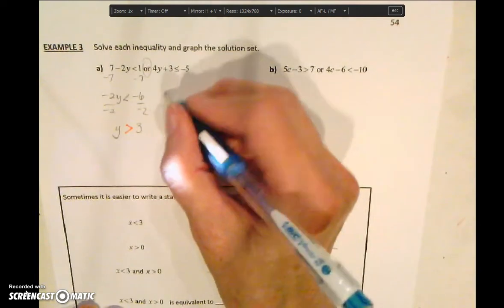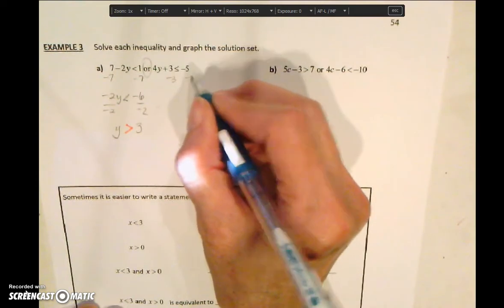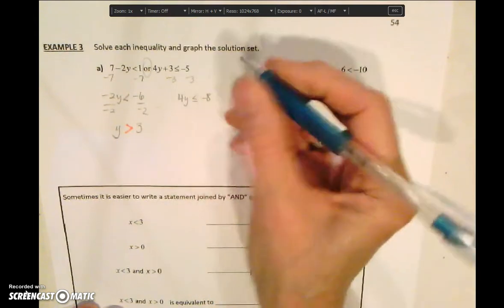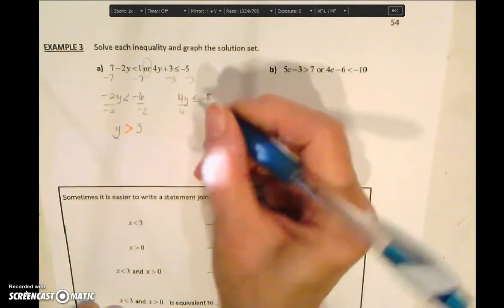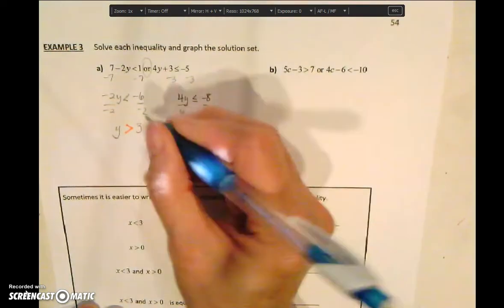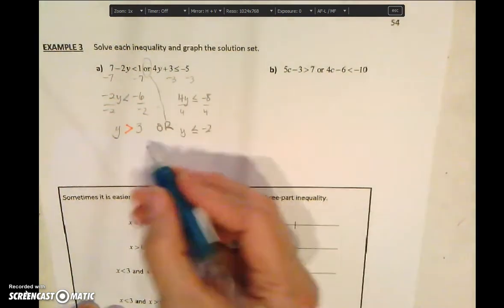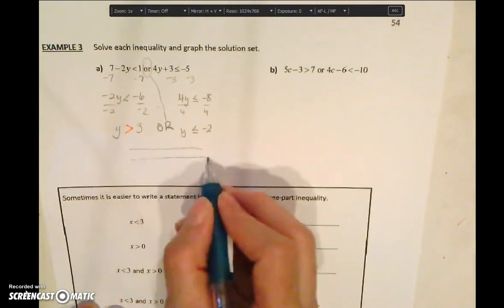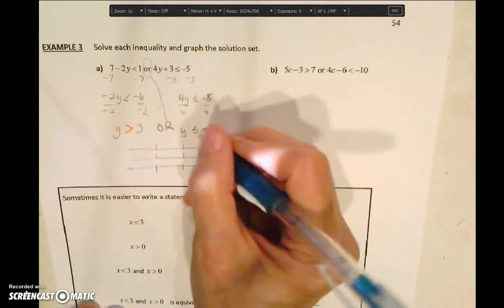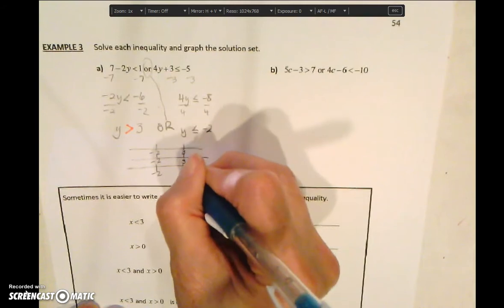Now I'm going to come over and do the same thing to the second one. So I'm going to subtract 3 from both sides, and I get that 4y is less than or equal to negative 8. I'm going to divide both sides by 4, and I get that y is going to be less than or equal to negative 2. And again, I have this word or in the middle. So in order to figure out what my answer to an or is, I'm going to draw my 3 lines, put my slashes in. My small number is negative 2, and my larger number is the 3.